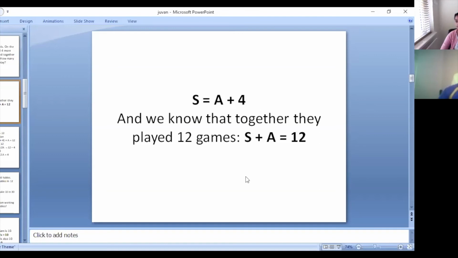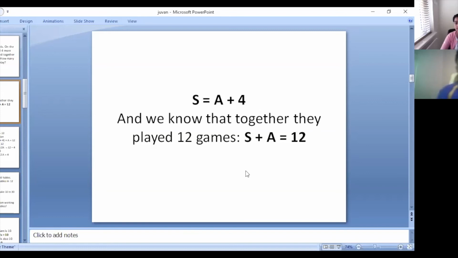Now here's the part where we have to solve this. How can we solve this? Using the substitution method. Since we have two unknowns in these equations, we have to try and get rid of one unknown so that the problem gets easier.